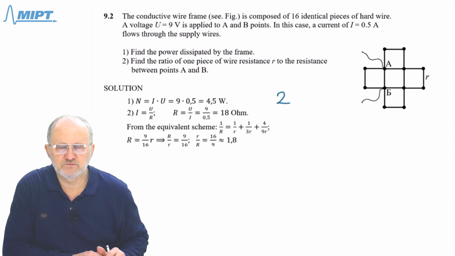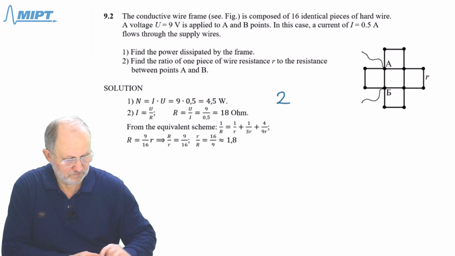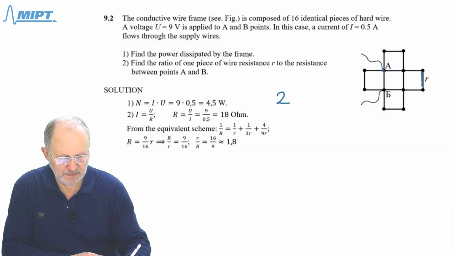You have to find the ratio of one piece of wire resistance, that is like the resistance of this piece of wire, to the resistance between points A and B. Here you see points A and B.